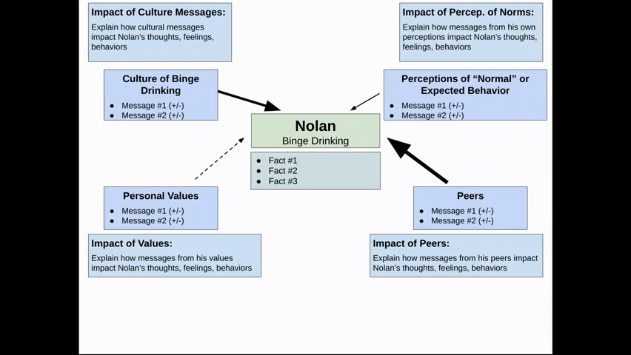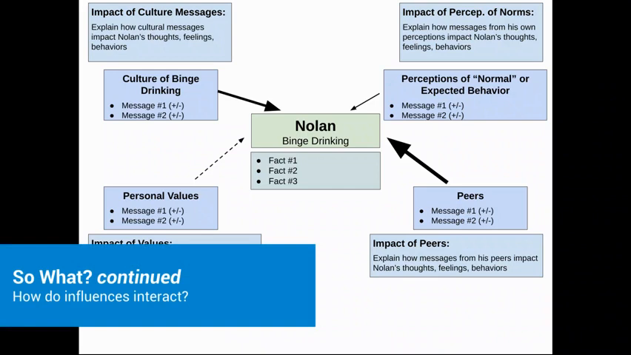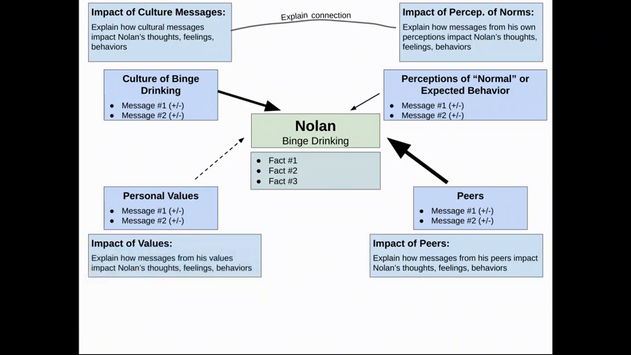The last part, which is required for proficiency and it's difficult to demonstrate, is trying to draw some connections between these different impacts. So what I like to encourage students to do is literally draw a line connecting these impacts and explain the connection that you see. So for example, maybe you can see that there's a connection between the impact of cultural messages and the impact of his perceptions of norms. So explain how those interact with one another to make life really challenging for Nolan on that night.